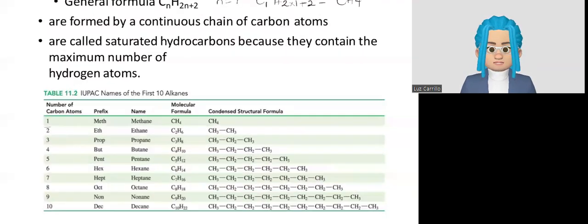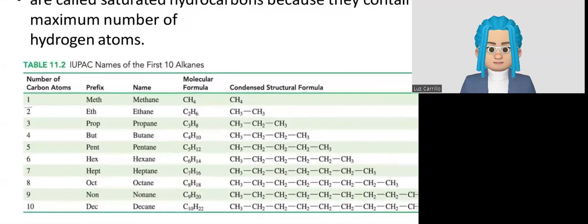It is important that from this table, you memorize the number of carbon atoms, the prefix for a particular molecule, because this concept of number of carbons and prefix, we are going to utilize it not only for alkanes, but for the rest of the functional groups that we have in organic chemistry.